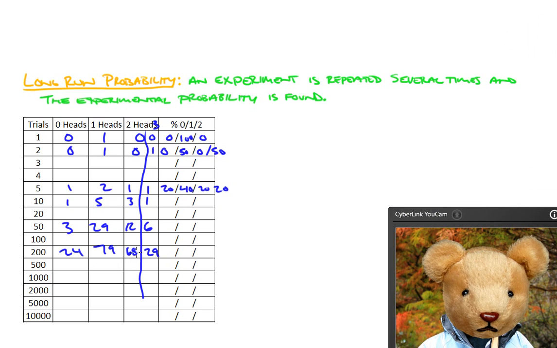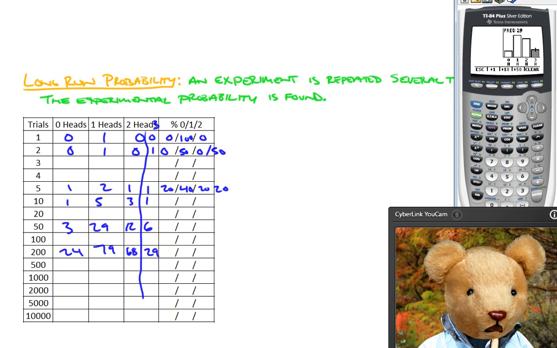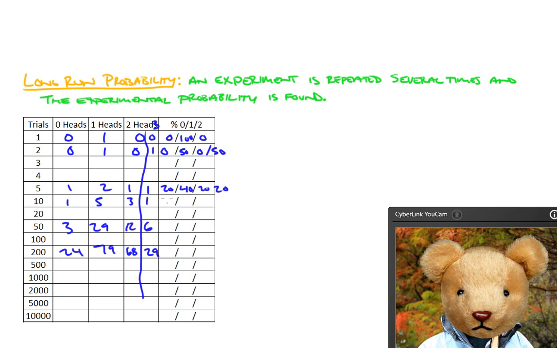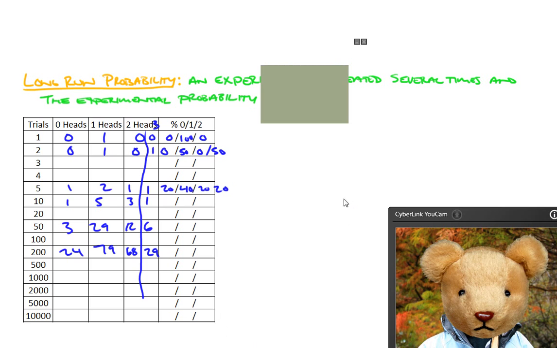Okay, so again, it should be this nice little kind of bell curve here. All right, so this is all long run probability. I'm going to take this off here so we can go back to our target. So you should be able to now say that I can find the long run probability of a given experiment. Though actually, let's take a quick look because we didn't actually calculate the probability. So let's just do that really quick.